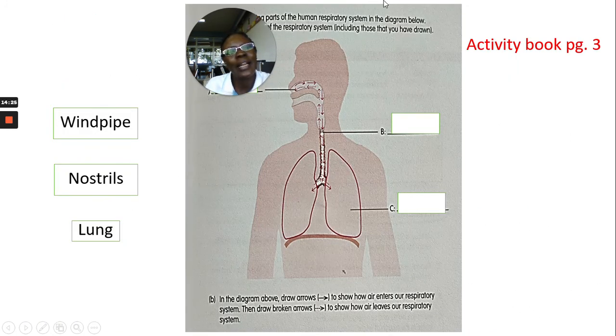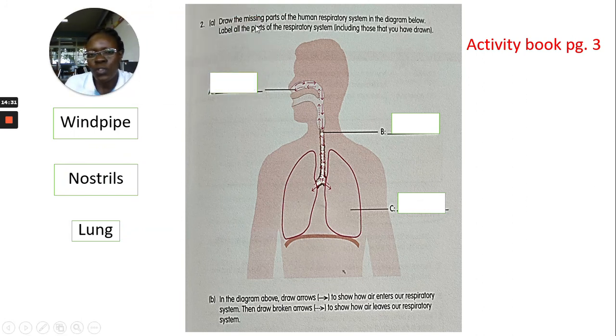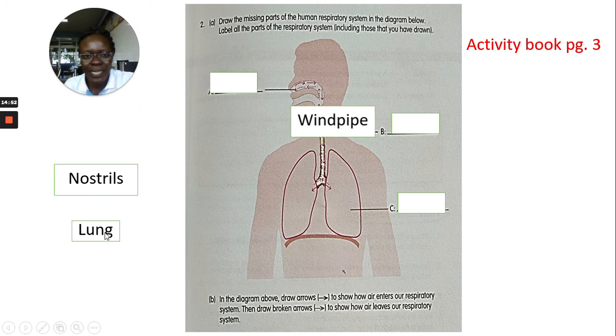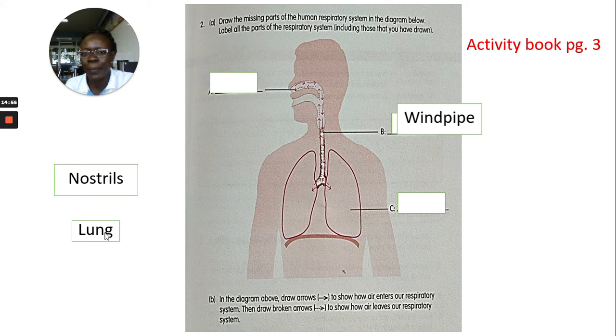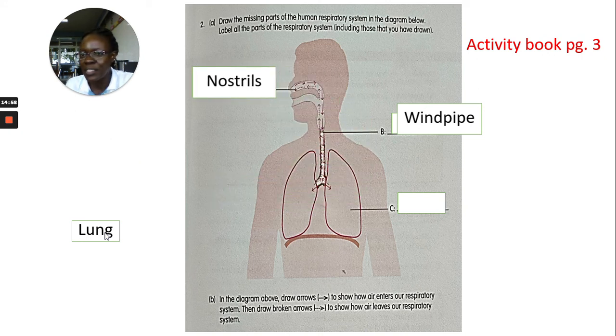Next, in activity book page 3, you are told to draw the missing parts of the lungs. You draw the missing parts of the lungs, and then label the parts, okay, and then you will draw the arrow how the air passes through your lungs. Okay, so we have the word windpipe and we have nostrils and the lungs. So which one is the windpipe? Let's see. So B is the windpipe. Which one is the nostril? A is the nostril and C is the lung. So make sure that you write the correct answer.